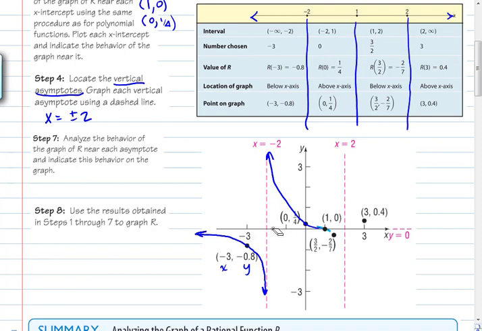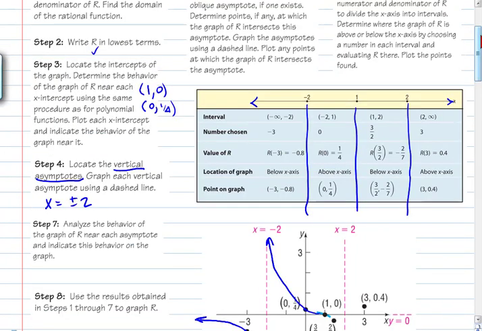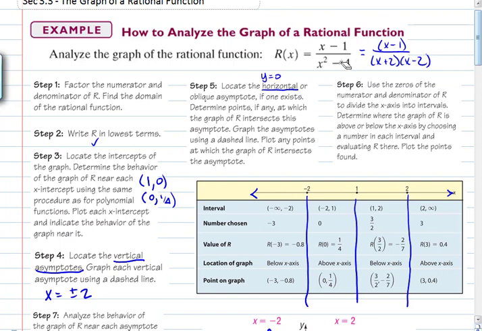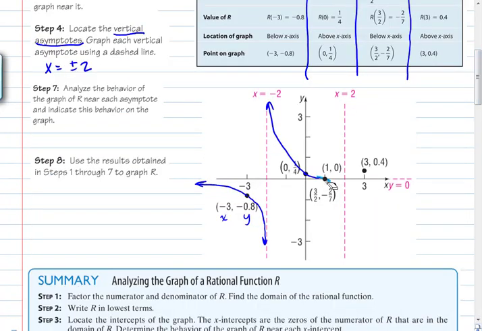What I could do is pick some more points to plot closer to x equals -2 and see that as x gets closer and closer to -2 from the right, I'm going to be going off to positive infinity. What do you think is going to happen here? It's going to go down towards negative infinity.